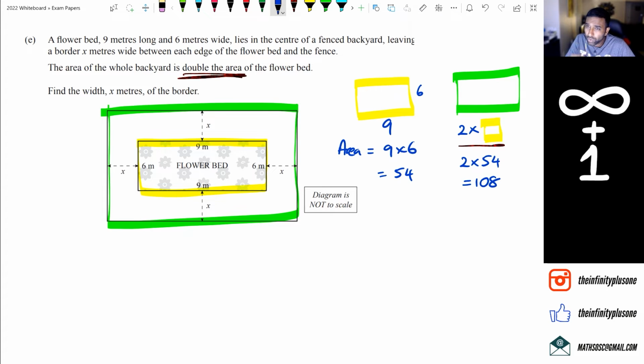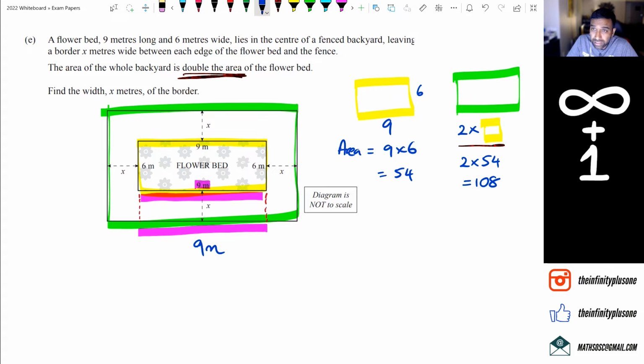Now, to figure out what x is, we need the dimensions of the green rectangle. So if you think about it like this, it says x and x. I'm going to look at the base of this green rectangle first. I'm going to use a different set of colors so you can see it. This distance right here is actually equal to 9. So let's write that down.